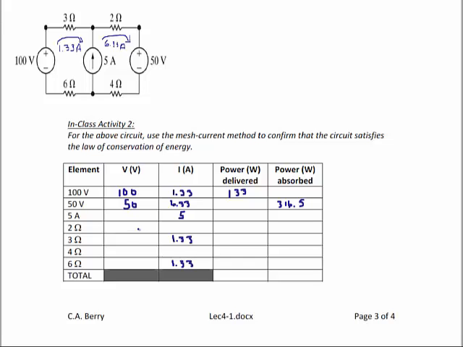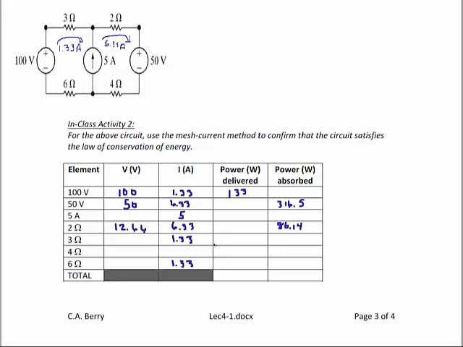So now let's do the 2 ohm resistor. The current for the 2 ohm resistor is 6.33 amps. So the voltage is 12.66 volts. And the power absorbed is 80.14 watts.